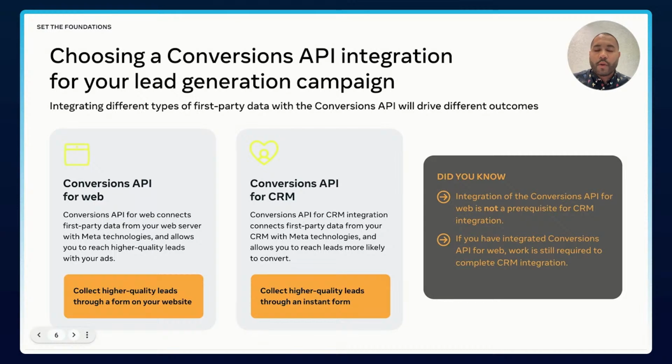One of the biggest questions that we get is, what is the difference between a web event integration with Conversions API and a CRM integration with Conversions API? Web event integration with Conversions API uses information about actions taken on your website, shared from your server, whereas CRM integrations with Conversions API use information about leads that you generated on Meta, shared from your CRM. So those are the two distinctions. The other element I wanted to call out is that the integration for web events is not a prerequisite for CRM integration. You can think of it a little bit separately.